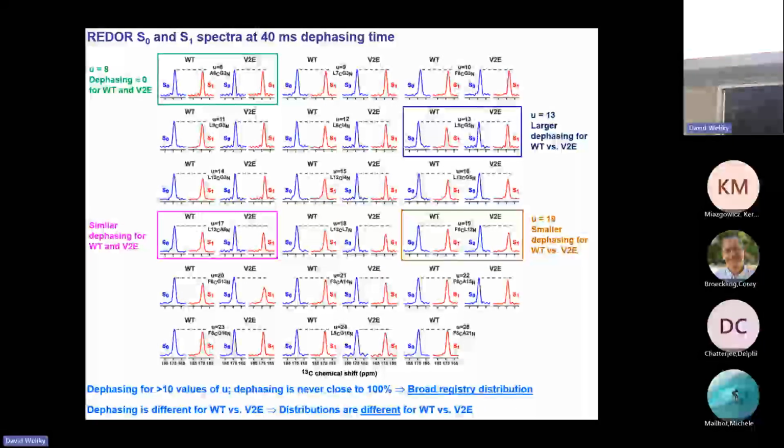More generally, if you stare at the data for a little bit, you'll see that many samples are showing dephasing. It's never close to 100%. So what that's qualitatively telling us is that we have many populated registries for wild type and B2E, but the dephasing is different. So they both have these broad distributions of registries, but there's this weighting towards longer beta sheets for B2E.